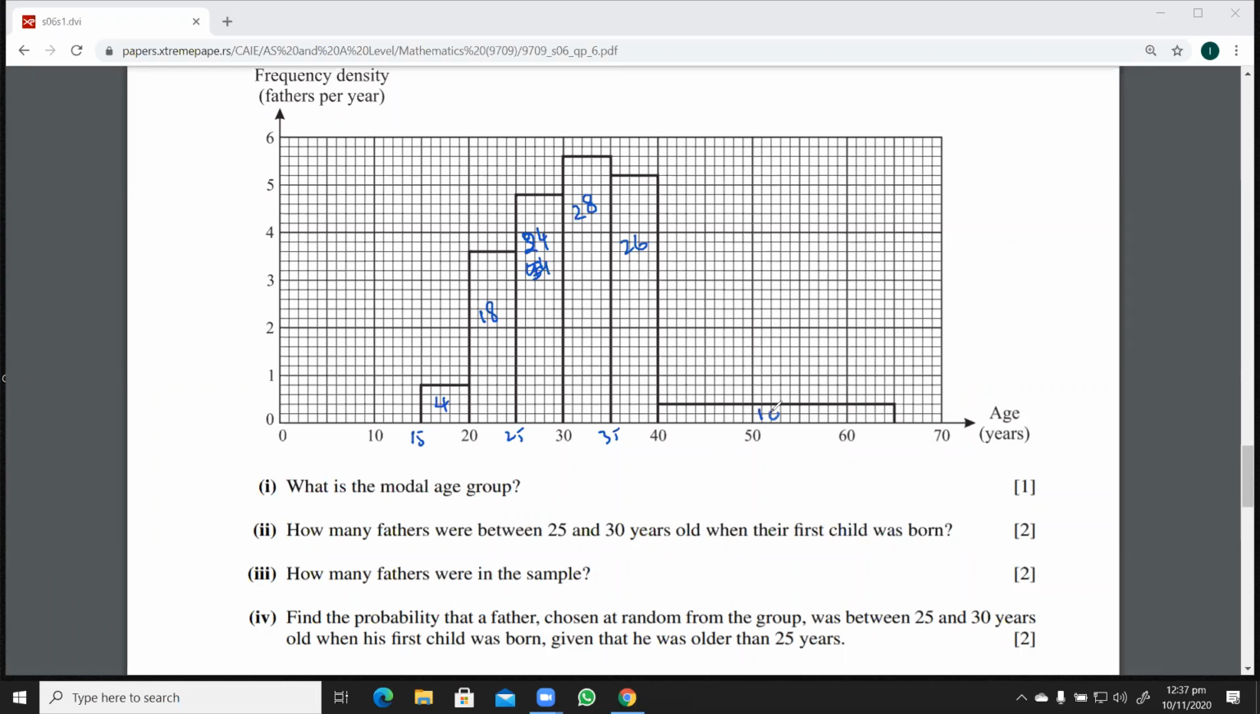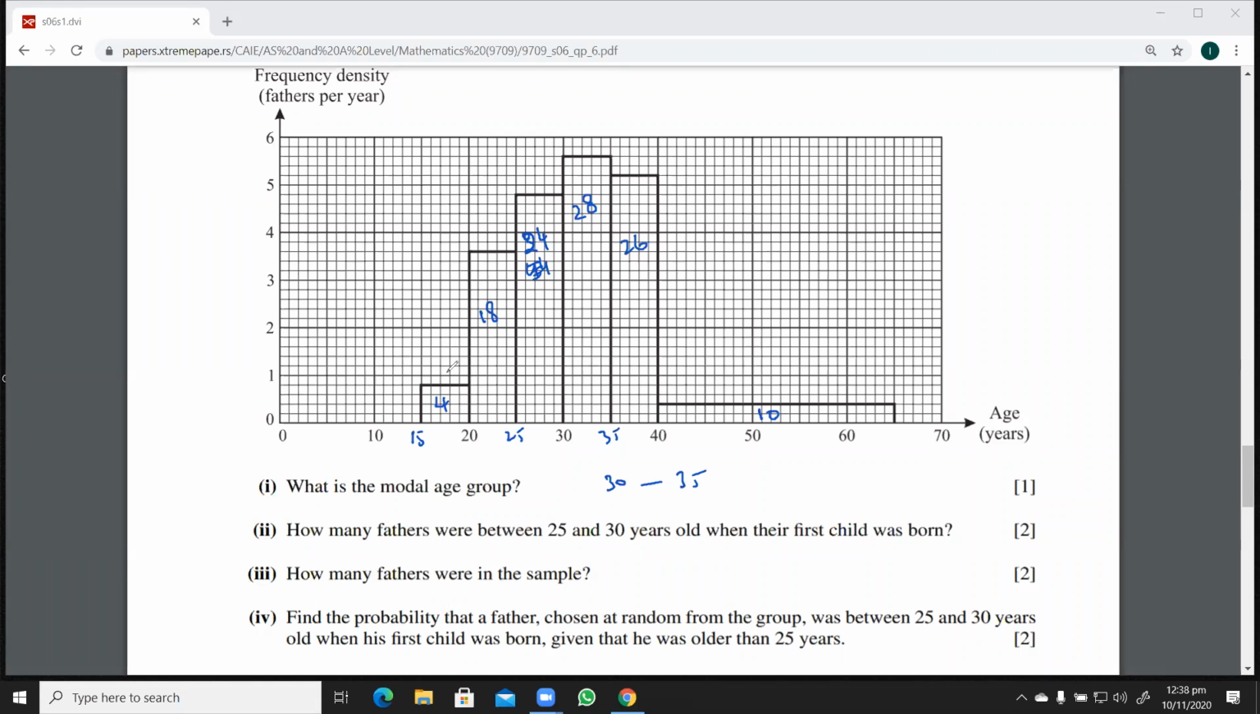That is 10. Okay. So the mode is going to be the group which is from 30 to 35. Okay. So we can write it as the 30 to 35 group is the mode. Okay. How many fathers were between 25 and 30 years old when their first child was born? So 25 and 30. We have already calculated that. Yeah, this is 25 and 30. So that is 24.